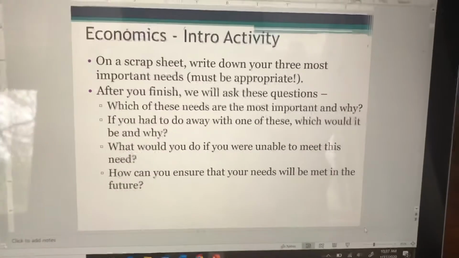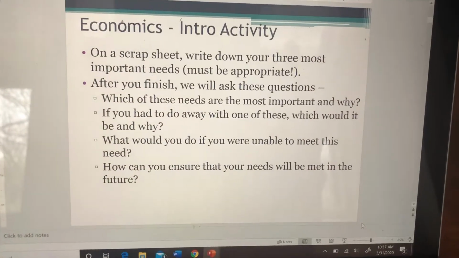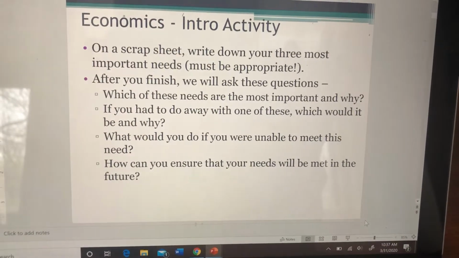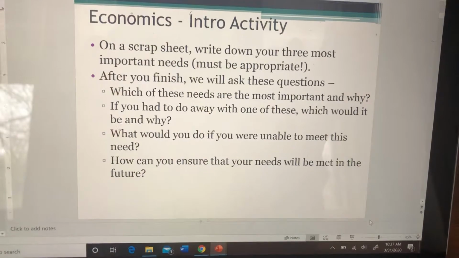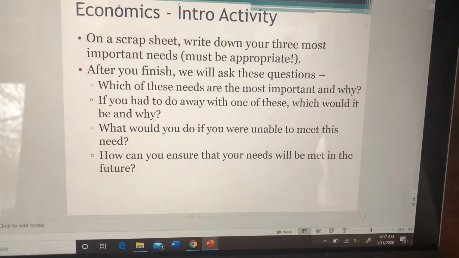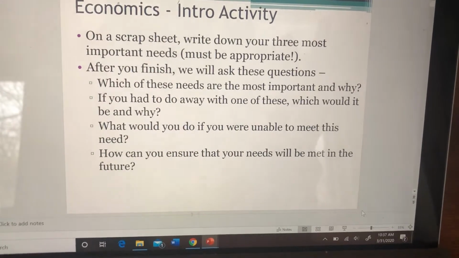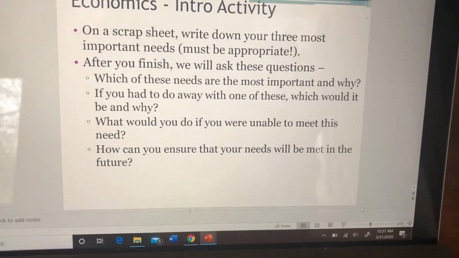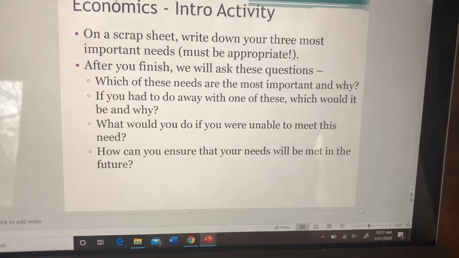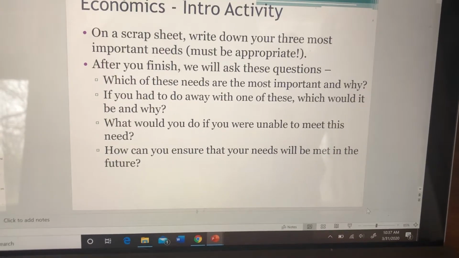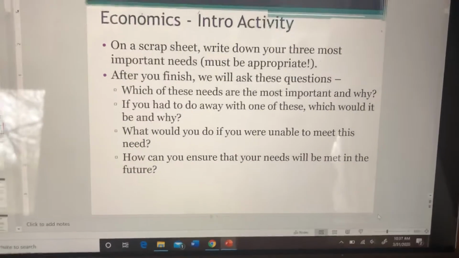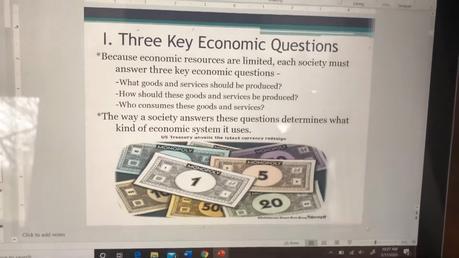If we were in class together, I would ask you to write down your 3 most important needs. Most people would write down food, water, shelter, clothing, etc. And then we would rank them in order of importance. If you said water was the most important because you needed to live, and you had to do away with one of those, most girls would say clothing. Even though we don't want to be naked and afraid, we would probably give away that before food or water. These are questions that other countries have to ask themselves as well.